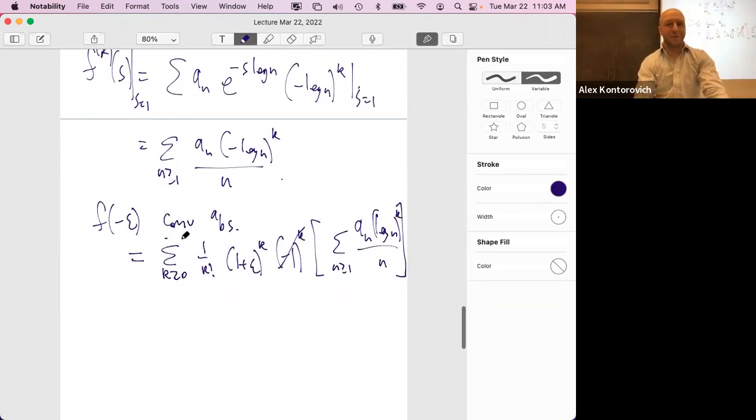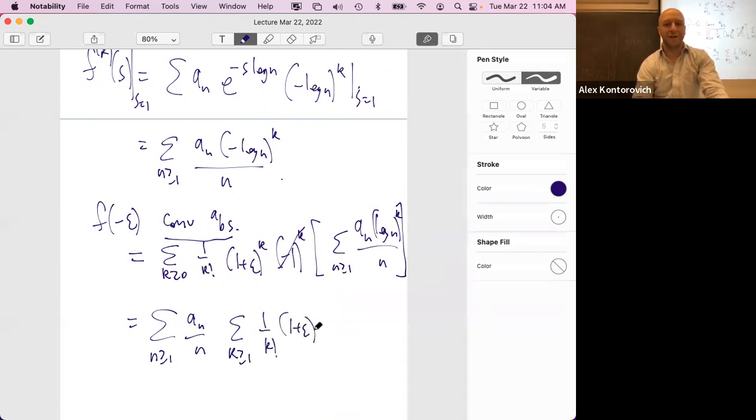Now this converges absolutely. Switch orders, and I have a sum over n, a_n over n, and then a sum over k. I have 1 over k factorial, (1 plus epsilon) to the k, and log n to the k. So let me make that (1 plus epsilon) times log n, to the k.